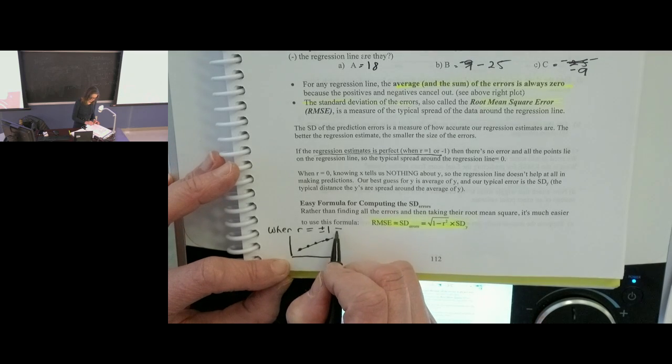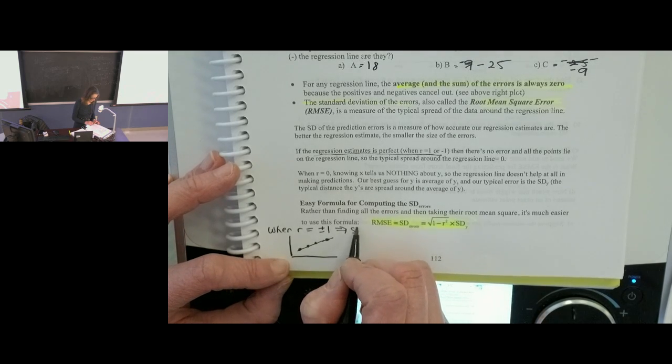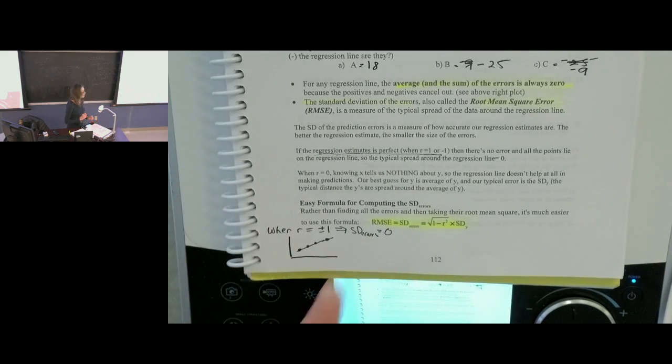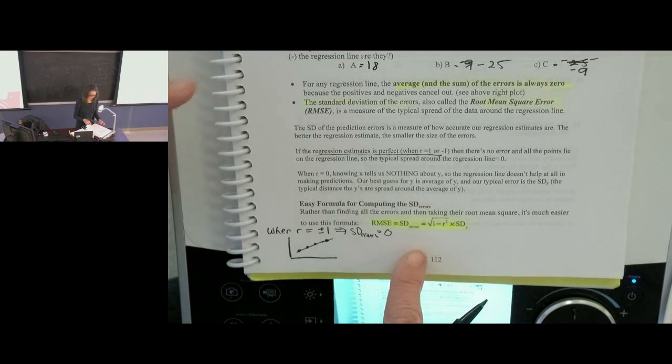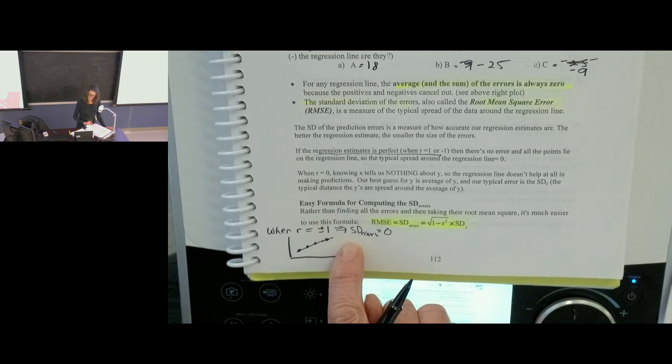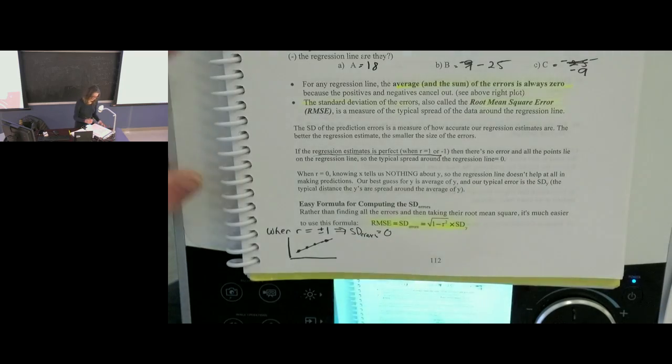That means that the standard deviation of the errors would be equal to 0. All right, and does that work in this formula? If you plug in a 1 or a minus 1 for r, you're going to get 1 minus 1, which is 0. So 0 times anything is 0. So that checks out.